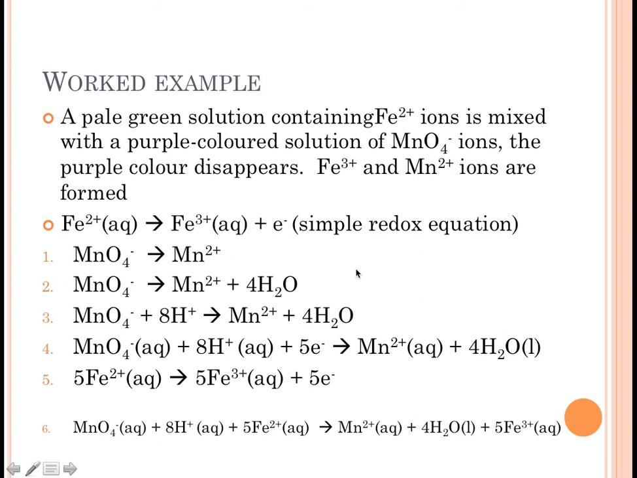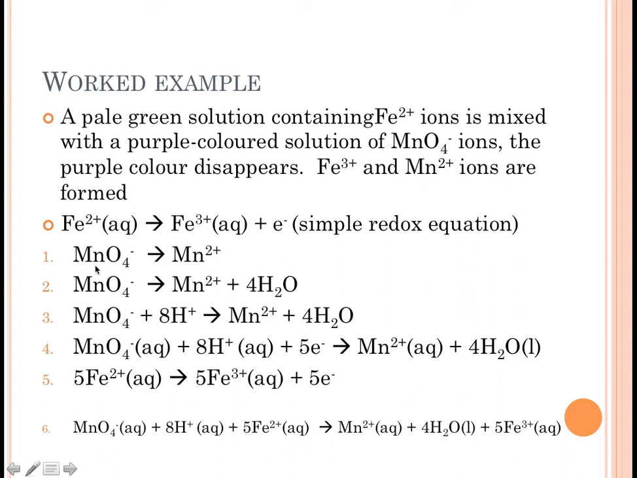For instance, if I had a pale green solution with iron ions and a purple solution of manganate ions, and they're mixed, and we know that we make Fe3+ and Mn2+ ions. First thing I do is look at what's my key element. Well, I've got Fe2+ going to Fe3+, so that's one of my half equations. It's a nice simple one. I just need an electron and I'm balanced. Then I've got manganese in manganate going to straight manganese ions, 2+. So that's my other key element, my Mn.